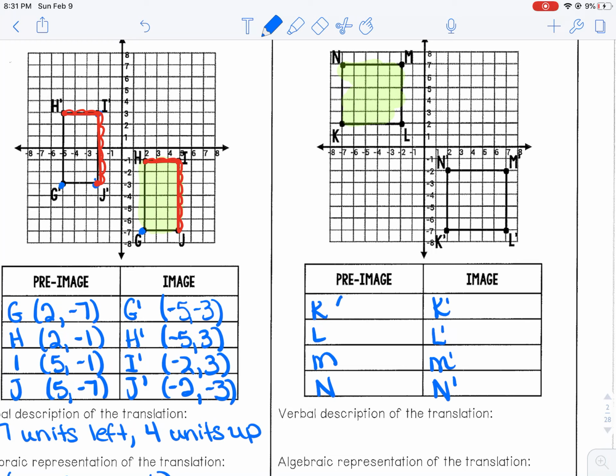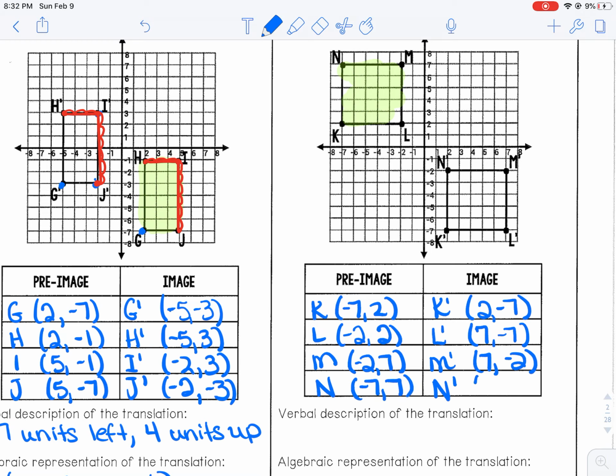Now, welcome back. So we've got negative 7, 2, and K prime is 2 comma negative 7. L is negative 2 comma 2. L prime is 7 comma negative 7. M is negative 2 comma 7. M prime is 7 comma negative 2. And the last one, negative 7 comma 7, and 2 comma negative 2.